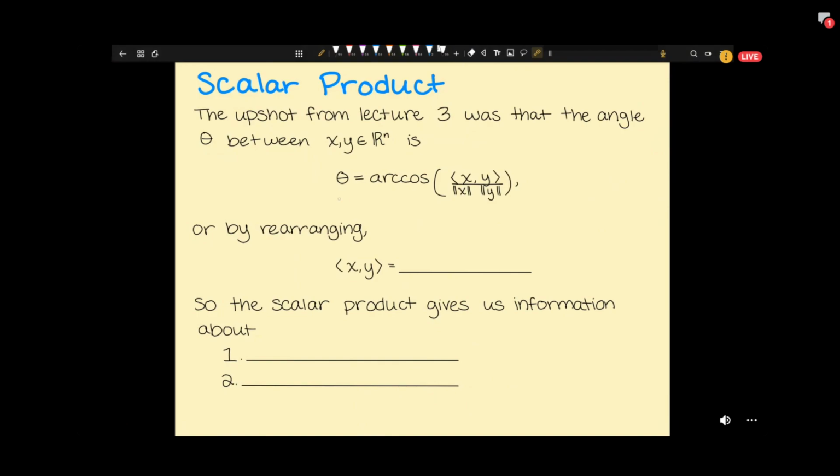So this is what we saw on Monday. We have the inner product here, we have the magnitudes, we have angles, so it's all related. And if we rearrange it, we get that the inner product between x and y is the cosine of the angle between them times their magnitudes. So all of this information is interrelated. And right, so the scalar product gives us information about the angle between x and y and the magnitudes of x and y.